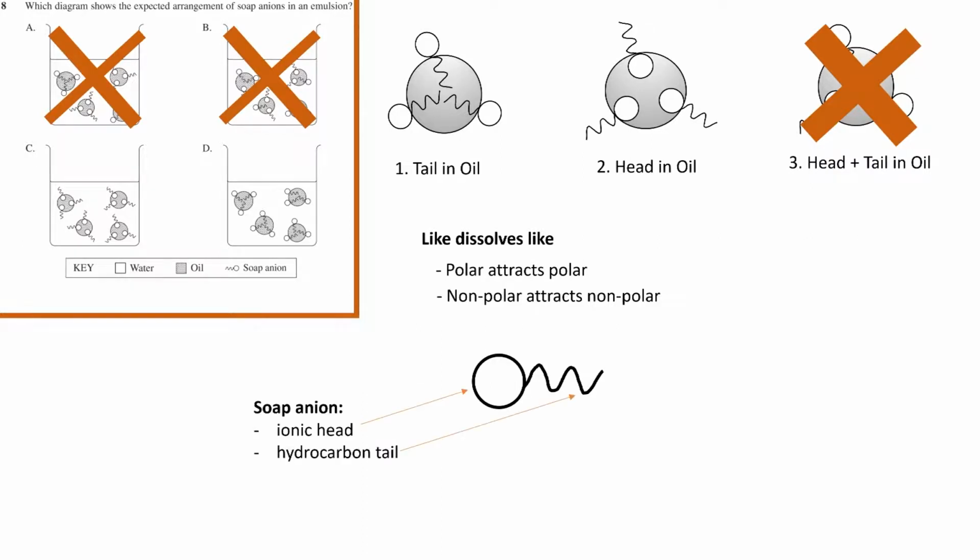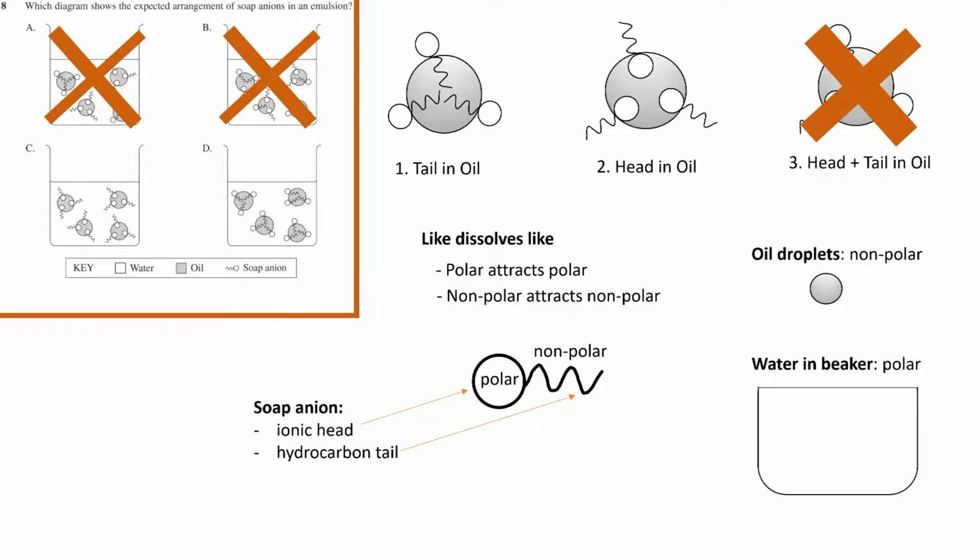It is made of an ionic head and a hydrocarbon tail. Ions are charged and therefore polar. Hydrocarbons have an even distribution of electrons and therefore are non-polar. We need to remember that the oil in the oil droplets is non-polar, while water in the beaker is polar. Therefore, the head is attracted to the polar water molecules, while the tail is attracted to the non-polar oil. This means the tails of the soap anions will be inside the oil droplets, while the heads sit outside of the oil, attracted to the water, as seen here.